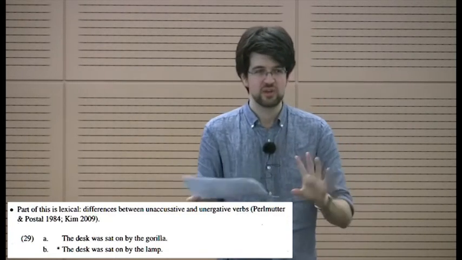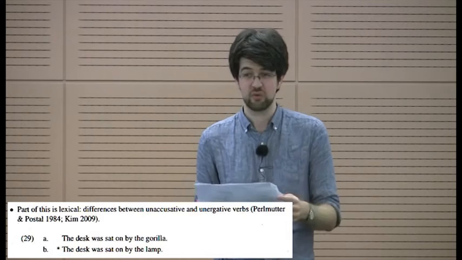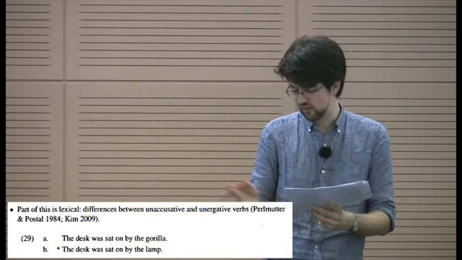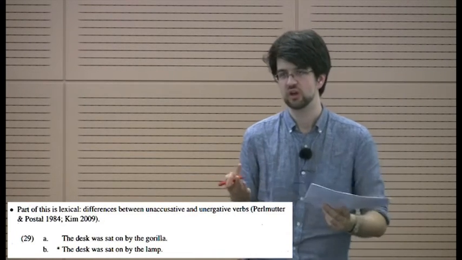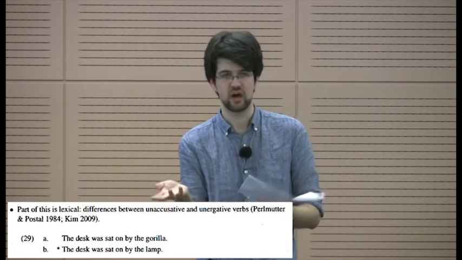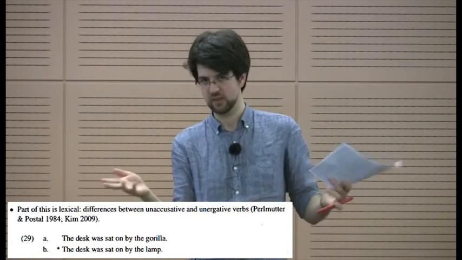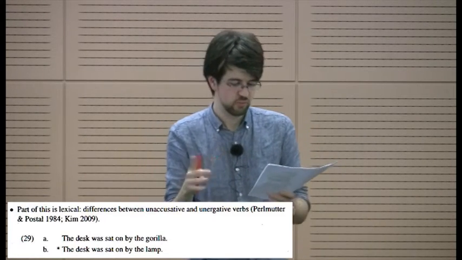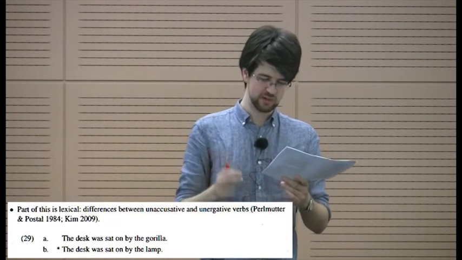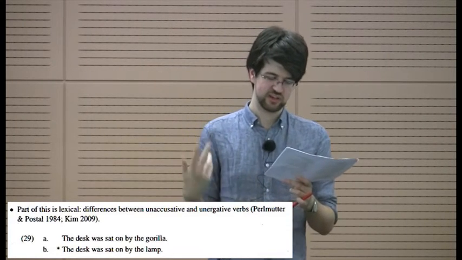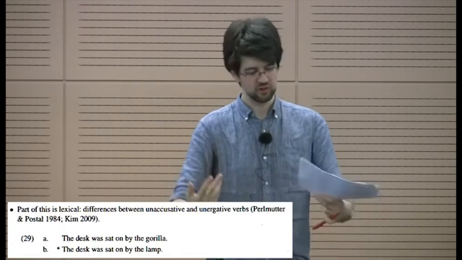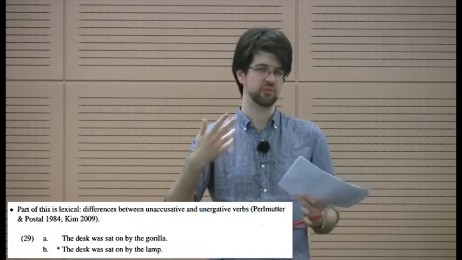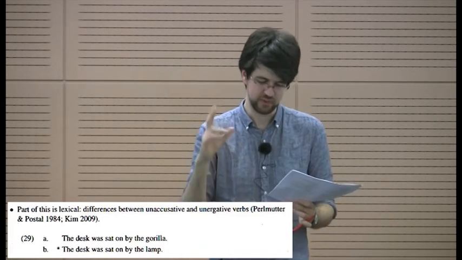So part of this contrast seems to be a lexical thing, right? And this isn't surprising. If we think that the passive is lexical, then there are going to be lexical exceptions to it. And so people have pointed out that there's a difference between unaccusative and unergative verbs in this respect. So this would explain why die is bad. Unaccusative verbs are supposed to not like the passive, right? And die is unaccusative, so this is just bad for those reasons. And this contrast is supposed to come up in little minimal pairs like 29, where the desk was sat on by the gorilla is okay because it's sort of volitional, whereas the desk was sat on by the lamp is bad. And this is supposed to pick up the unergative, unaccusative distinction, or something approximating it.